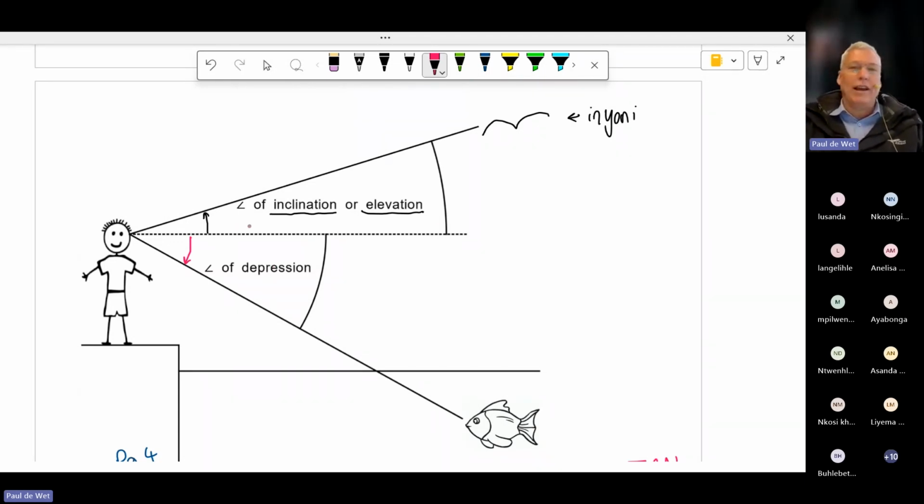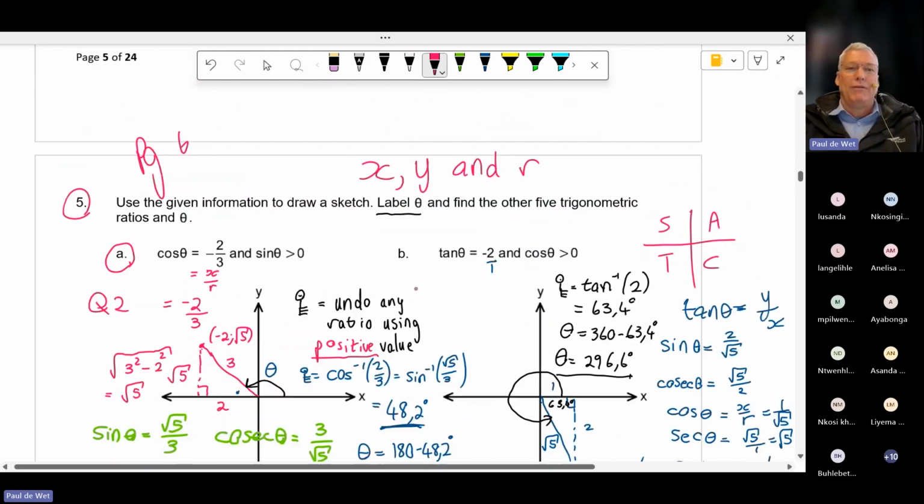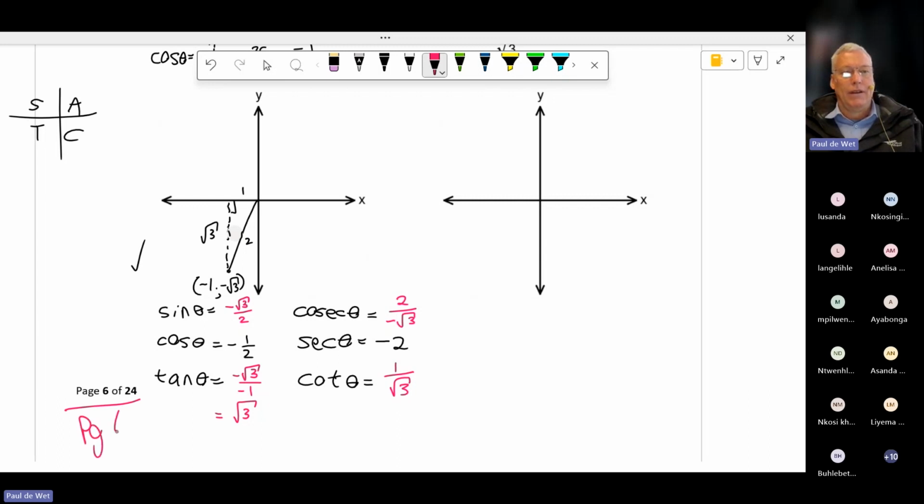And what I've just realized, the previous question, we did not finish the previous question. We never found theta. So I'm just going to quickly finish this question here. Guys, I want the angle. Now remember where theta is. Theta's not here. Sorry, I'm on page 6. Theta is from here all the way around to there.